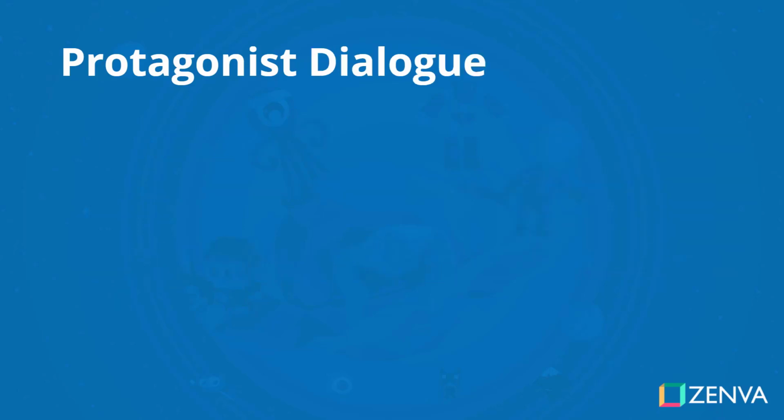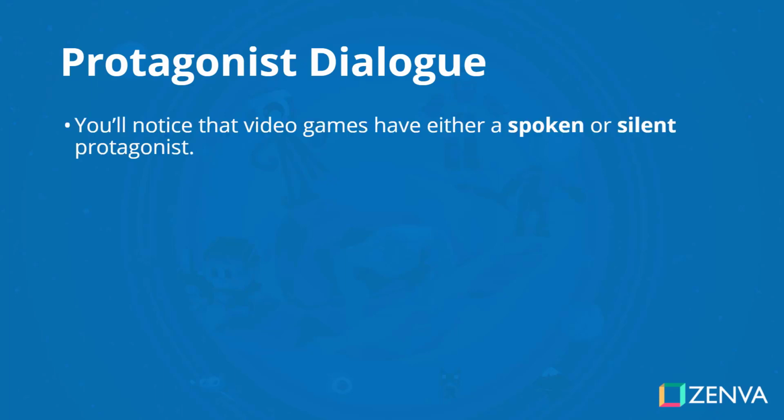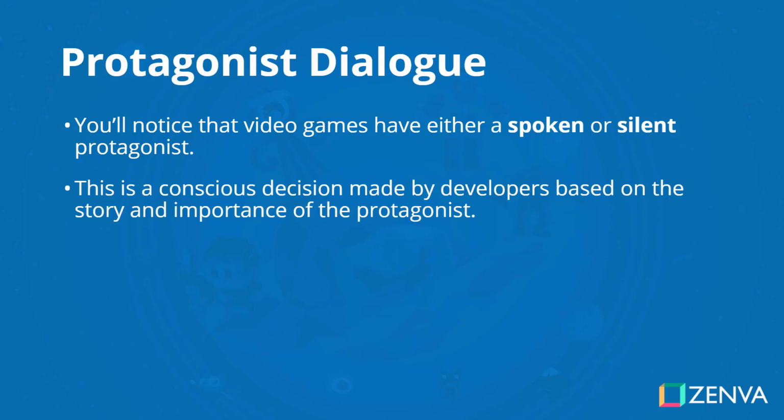Next up, we have Protagonist Dialogue. Now, in lots of story-focused games and not story-focused games, the protagonist is either spoken or silent, okay? So we have a spoken protagonist, which of course means dialogue being spoken, you can hear it through your headphones, or silent, where generally they won't say anything at all, or it will just be a short phrase that you can pick and it will be text-based. Now, this is a conscious decision made by developers based on the story and the importance of the protagonist, okay?